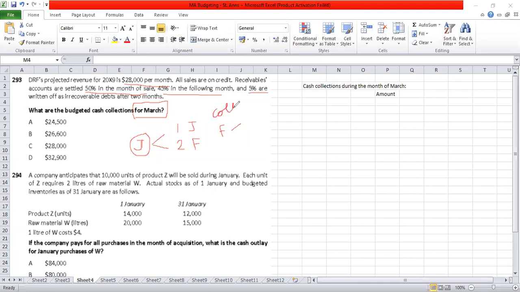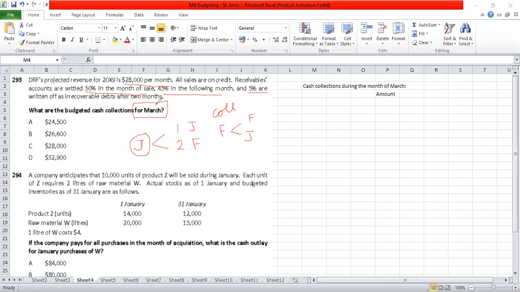February will collect the amount of February and also from the previous month, because once the amount is sold in January, a part of the amount will be collected during the next month. So the next month is February. February will receive a percentage of February sales and a percentage of the amount of the previous month, which is January. So that is the logic here.